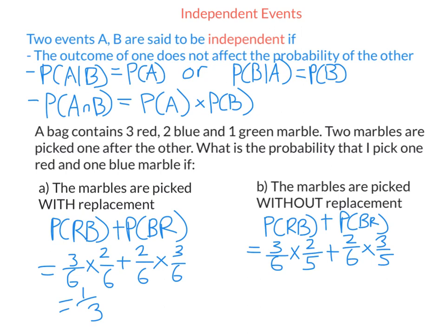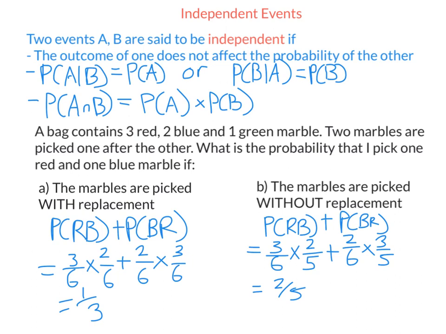So if I add these up, I get 6 over 30 plus 6 over 30. I actually get 2 over 5. So this is about 40% and this is about 33%. So it's a little more likely that I'll get a red and a blue if the marbles are picked without replacement. And the reason for that is, if it's picked without replacement, it's less likely that I'll get both red or both blue.